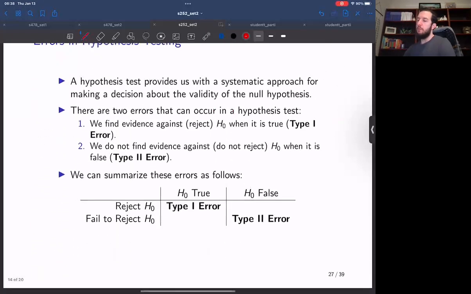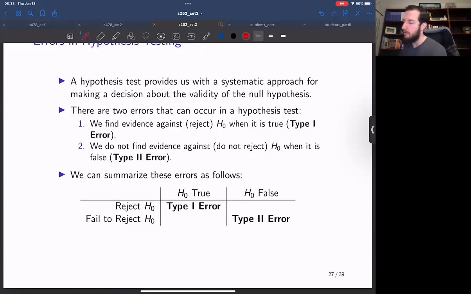Okay, when we conduct a hypothesis test, there are two major types of errors that can occur. These are called type one error and type two error. A type one error occurs when we reject the null hypothesis, but the null hypothesis was actually true. And a type two error occurs when we fail to reject the null hypothesis, but the null hypothesis was actually false, right?